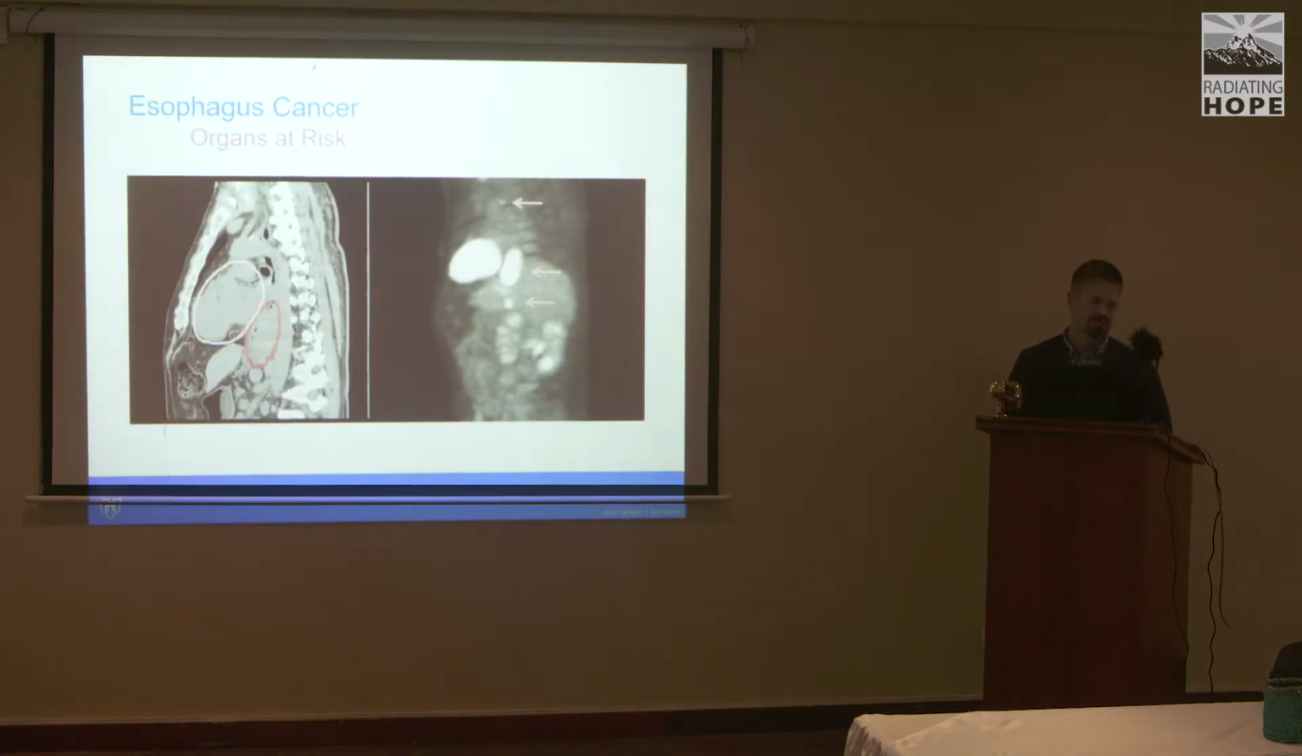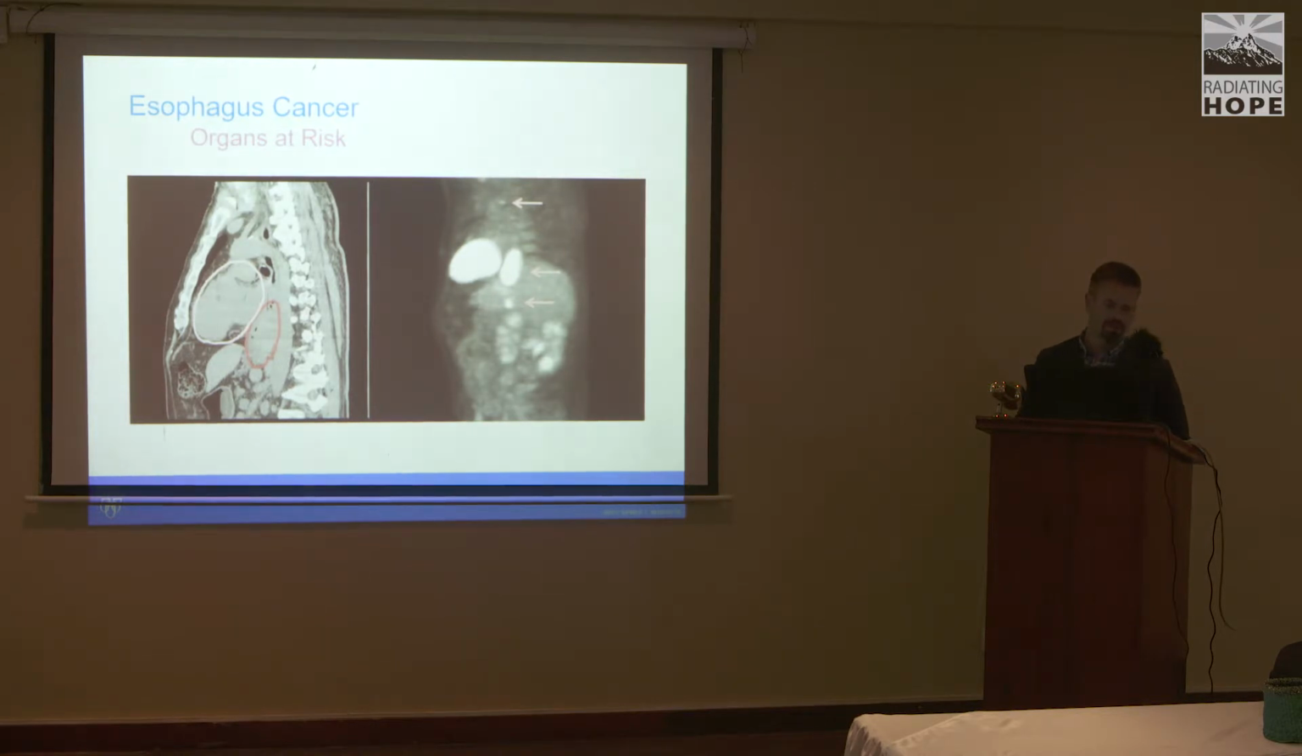In esophagus cancer, here's an illustration. On the far side, we can see the tumor outlined in red. That's a distal esophageal carcinoma. And the pink is the outline of the heart, just adjacent to it. And if you look at the PET scan, you can see the hypermetabolism within the tumor, indicated by the middle arrow, and the hypermetabolism of the heart just adjacent to it.